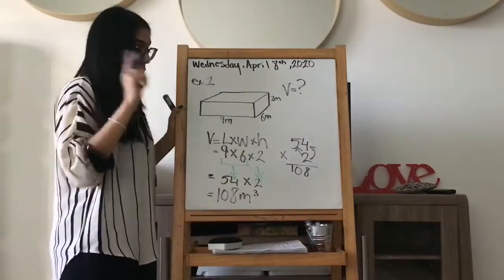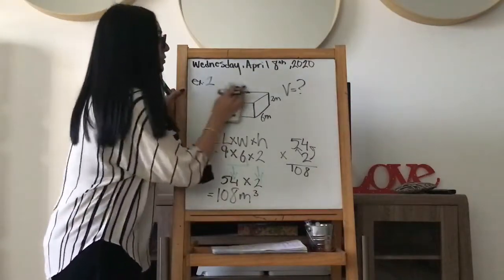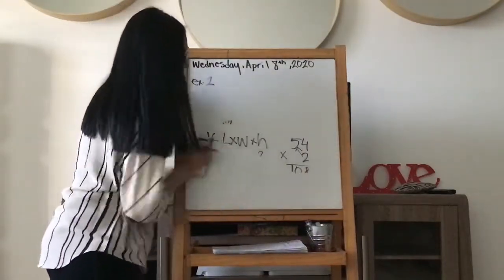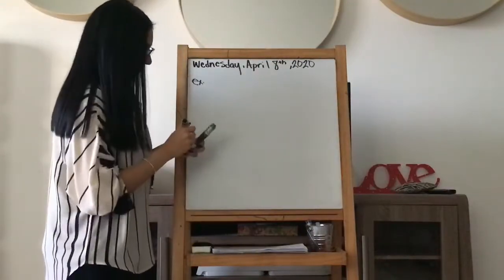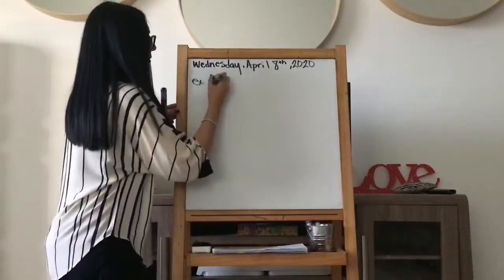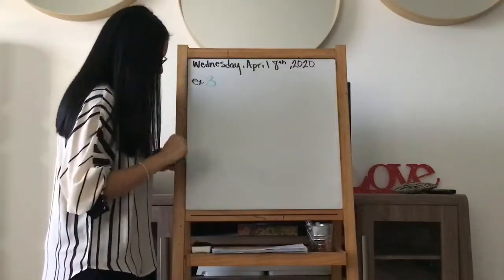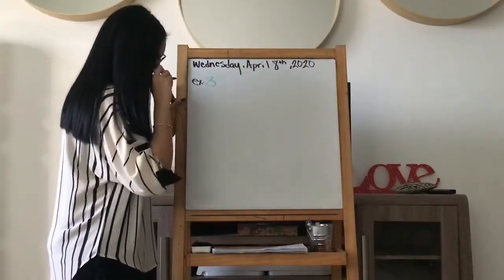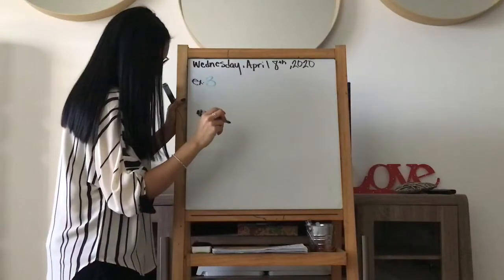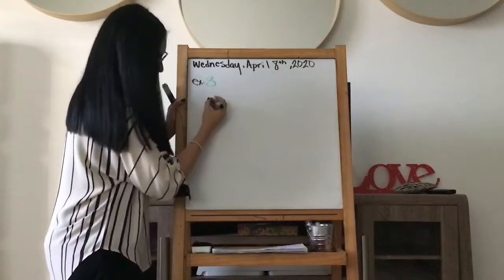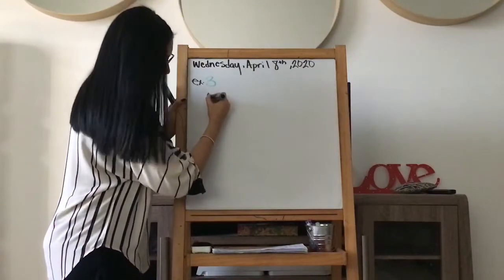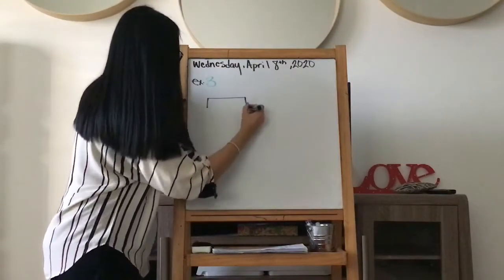Easy enough? One more example, and then we're done. You can try doing that on your own. You can pause the video, try to do it on your own. Let's say example 3. Okay, let's do one more. Another little slim one.